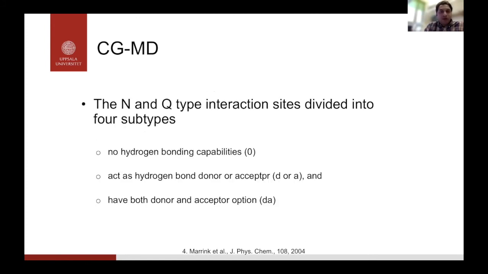Then the nonpolar and charged types of interaction sites, the N and Q type, can also be divided into 4 subtypes: no hydrogen bonding capabilities, which is represented by 0, and then A or D based on a hydrogen bond acceptor or donor, and both donor and acceptor, represented by DA. So all these different subdivisions allow us a more accurate representation of the inherent chemical nature of the underlying atomic structure.